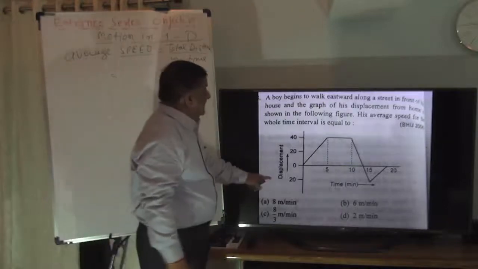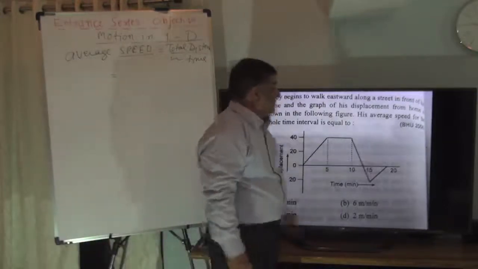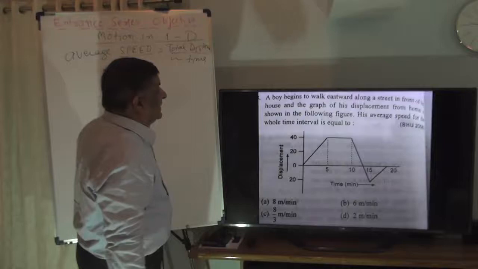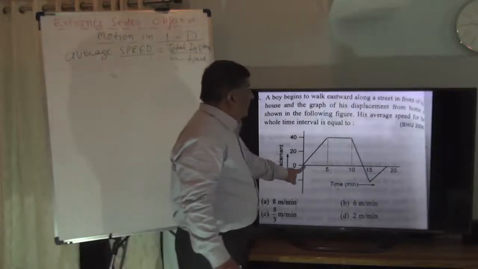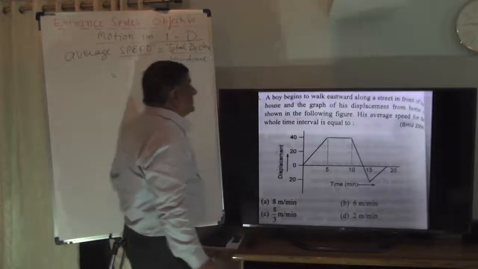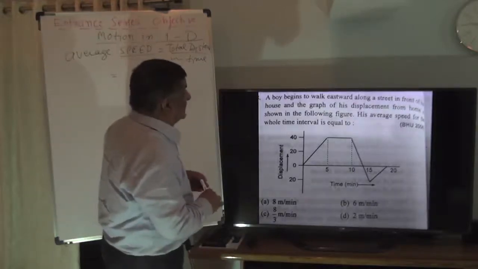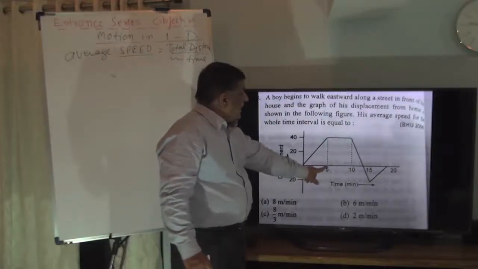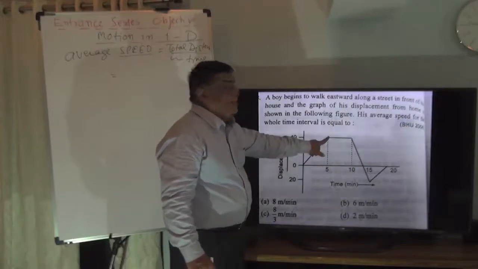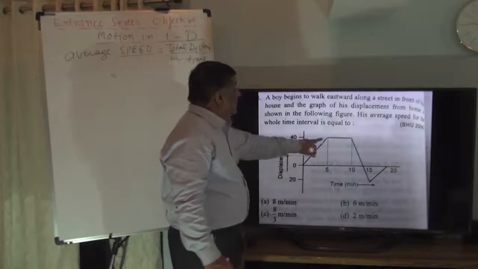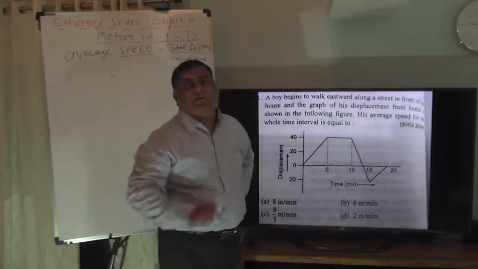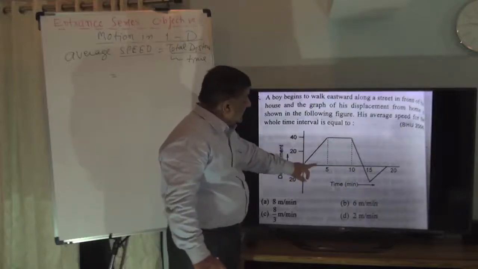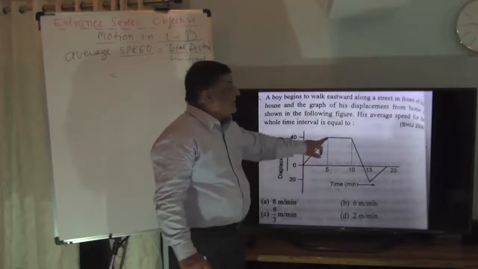We have to find total distance. And you know what graph it is? Displacement time. In a displacement time graph, if we have to find out total distance, from 0 to 5 seconds, how much is the distance? The position at time equal to 0 is 0. Position at 5 seconds is 40. He was moving. This slope shows there is a motion. The displacement keeps on increasing with time. So it is under motion.